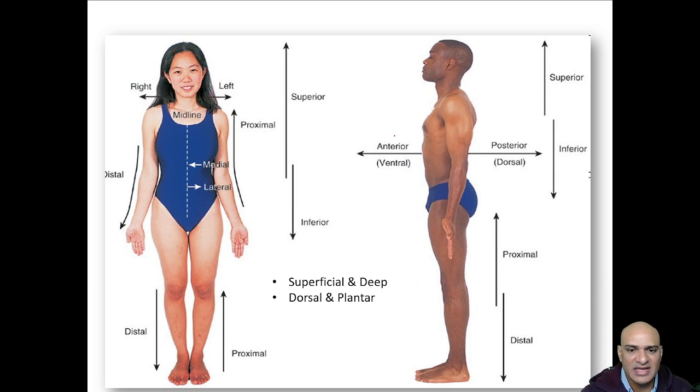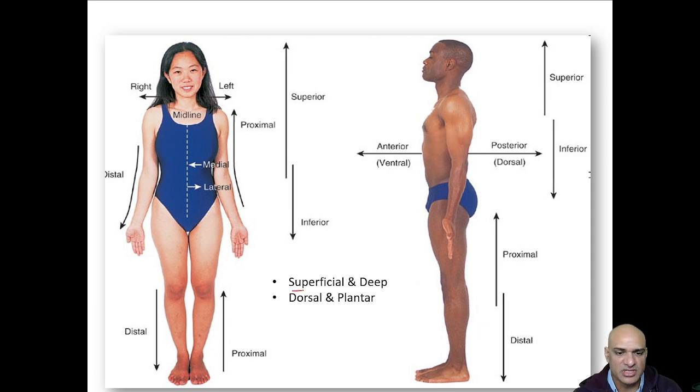Next, we have anterior and posterior. Anterior means anything which is in front, anything which is front of, and posterior is anything which is behind. For example, if you were to consider the bicep versus the tricep, the bicep would be anterior, tricep would be posterior.